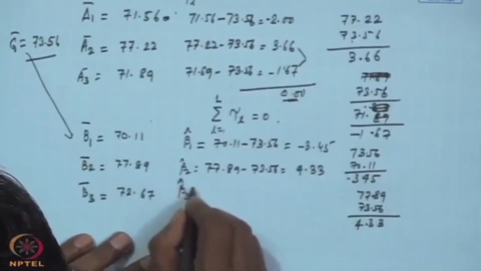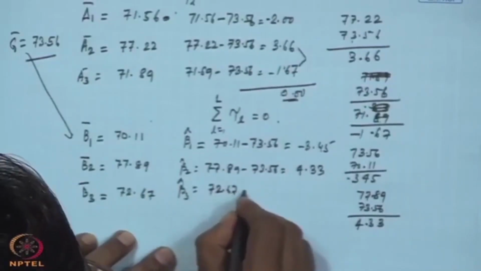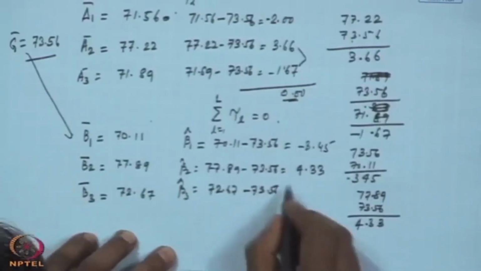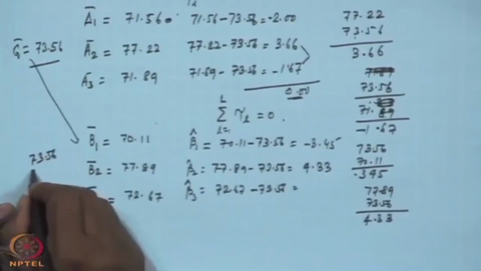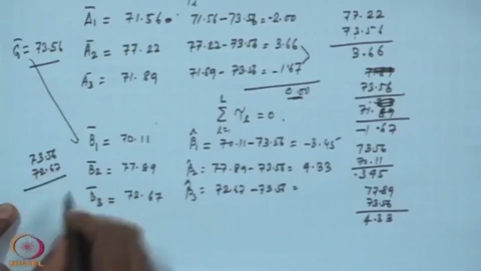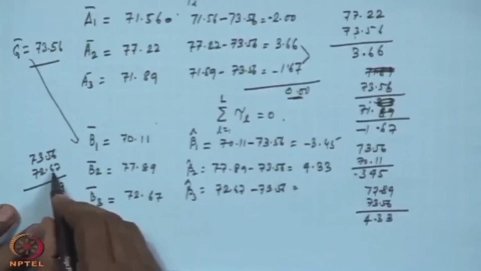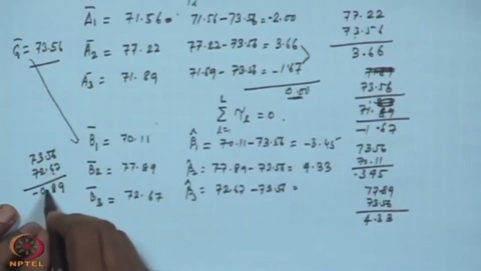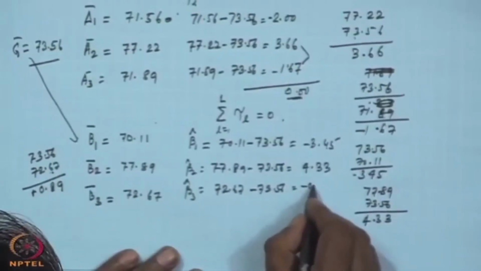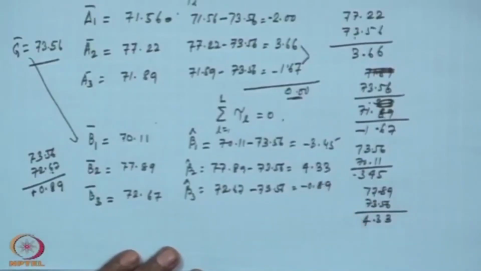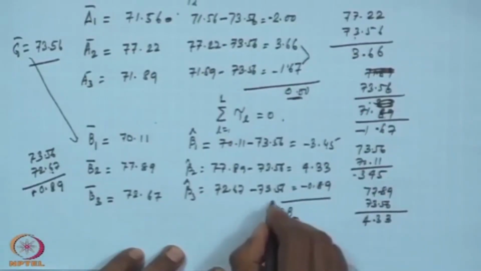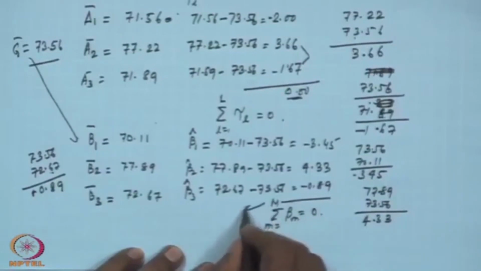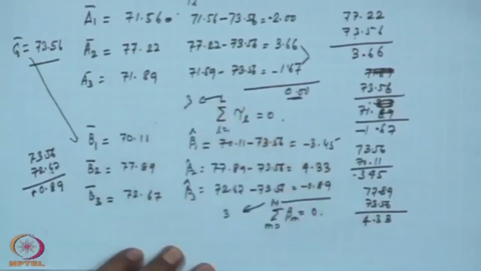Similarly, beta 3 cap will be 72.67 minus 73.56. So, 73.56, 72.67. So, 9, 6 plus 1, 7, 7 plus 8, 15, I think minus 0, ultimately this will be minus 0.89. Again this sum, the sum of beta m, m equal to 1 to capital M, will be 0. Here our capital M is 3, here capital L is also 3.